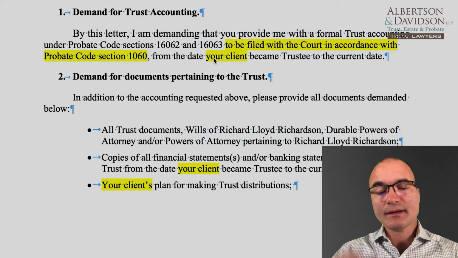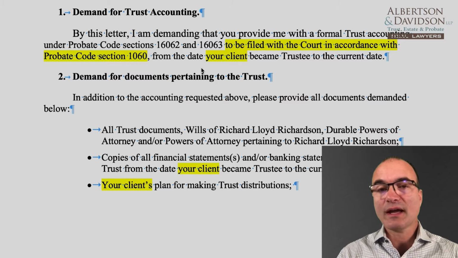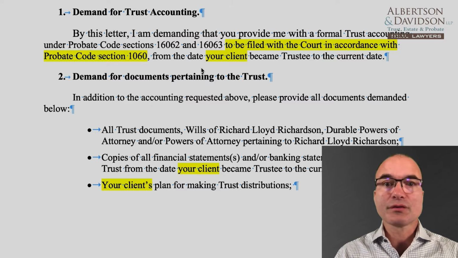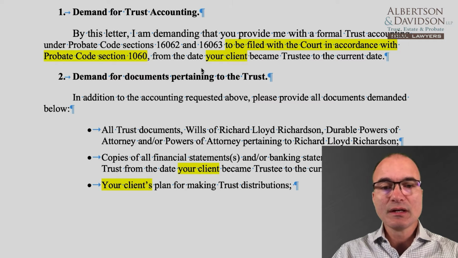I've also highlighted throughout the letter where it says your client. So from the date your client became trustee, you can just change that to you if you're sending this letter directly to a trustee. And so if the trustee doesn't have a lawyer, or if you don't know who the trustee's lawyer is, that's not a problem. Just send this letter to the trustee and you'll just take out your client and instead you'll just put you, and you'll see that as we go.